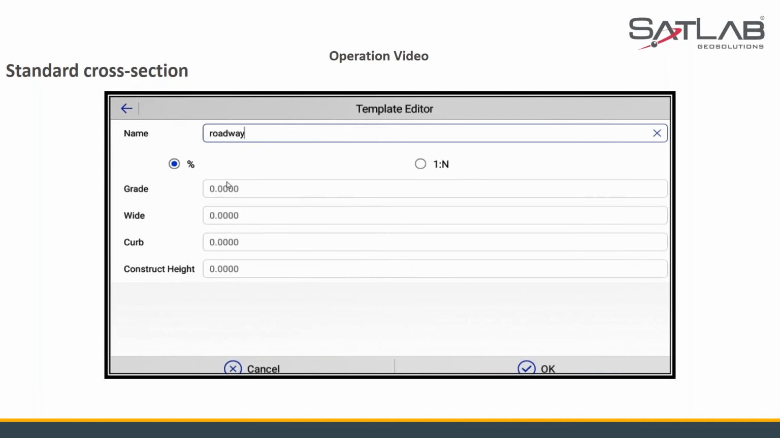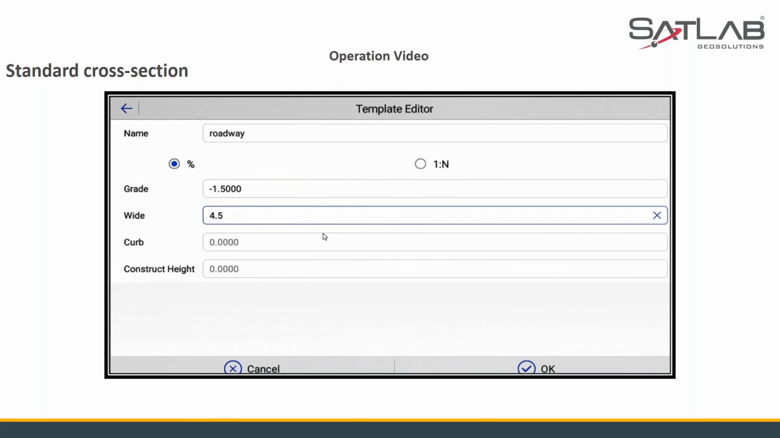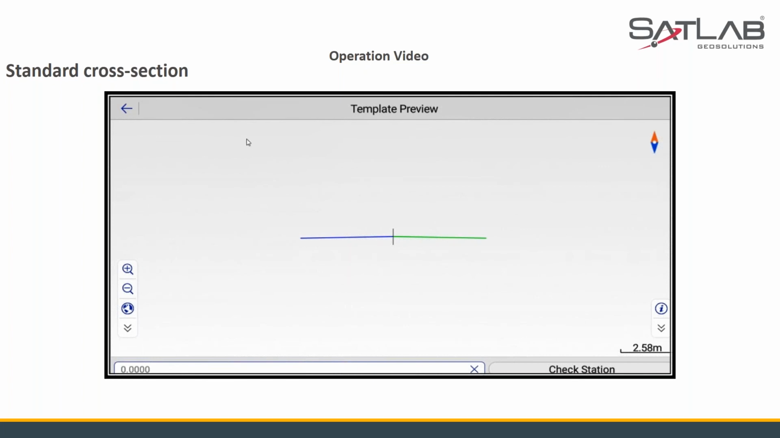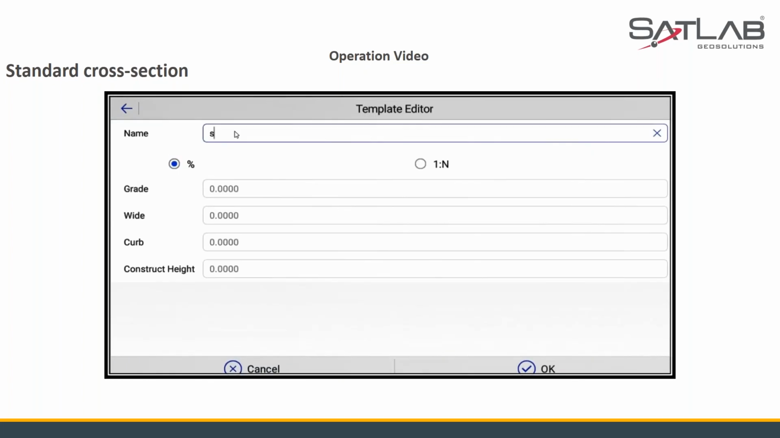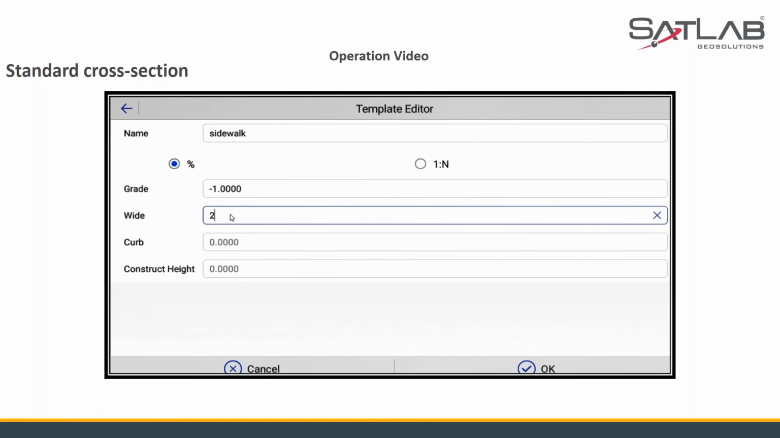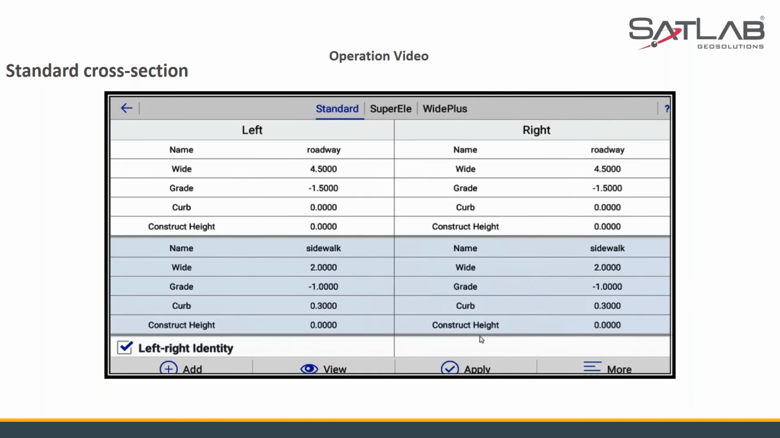Okay, so we have a video for you to design a simple cross section. Easy. With the cross sections, as you can see, there are left and right identities. So that means if I'm designing something on the left, it will automatically be on the right. So I'm designing my roadway with a gradient of 1.5. The road width is 4.5. That's it. So you can see the identities are there. They are both identical at the same part.